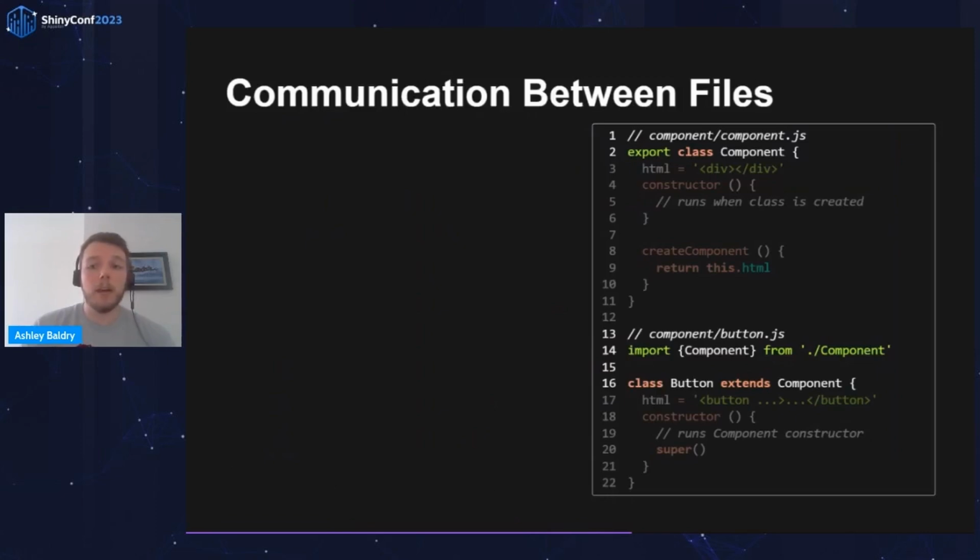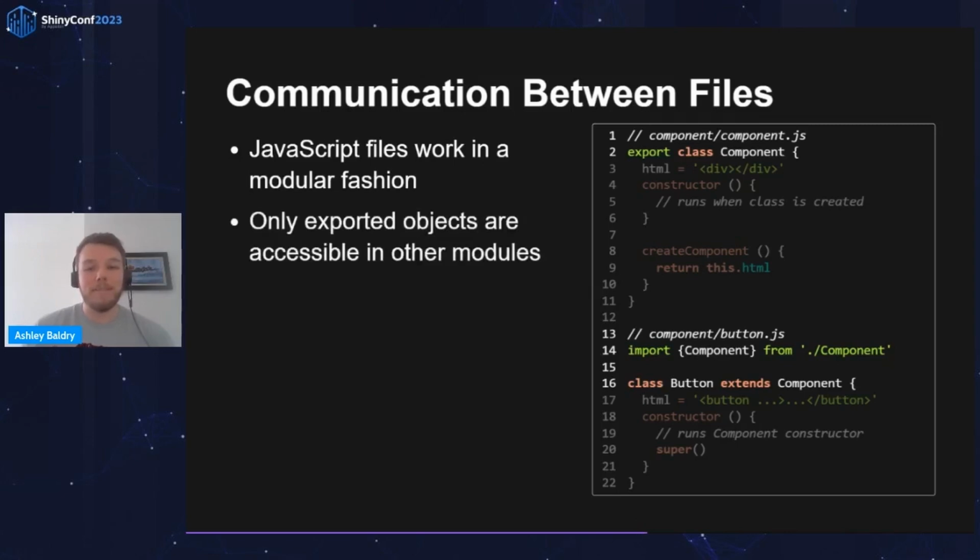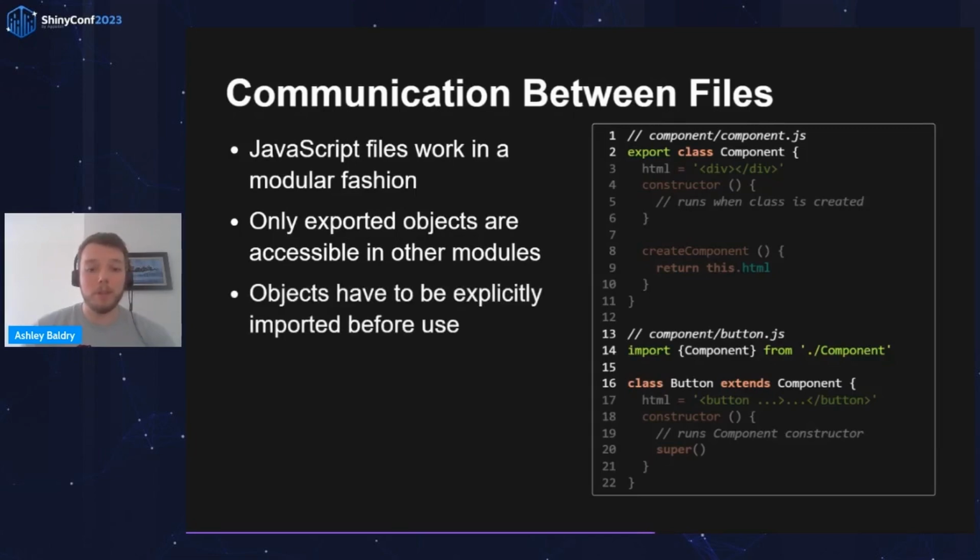Here, with R, you can put a function in one file in an R package and it's available everywhere else in the same package. With JavaScript, it does not work like this. It works in a modular fashion. That means only what is imported and what's created in that file are available in that file. So if you've ever used the box package, and that's available in the Rhino infrastructure, you basically have to explicitly import packages, objects, and any functions explicitly before use.